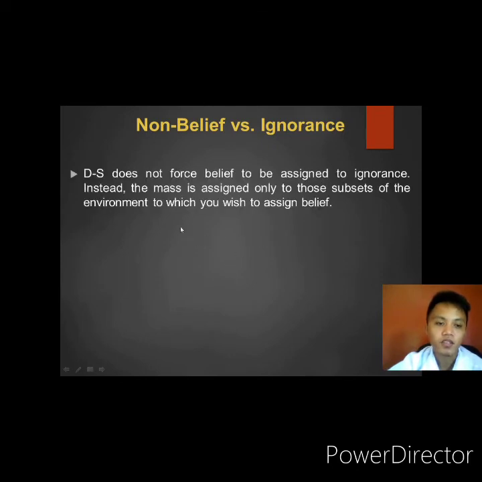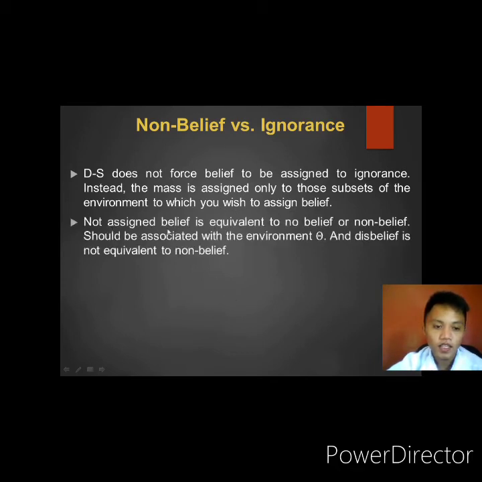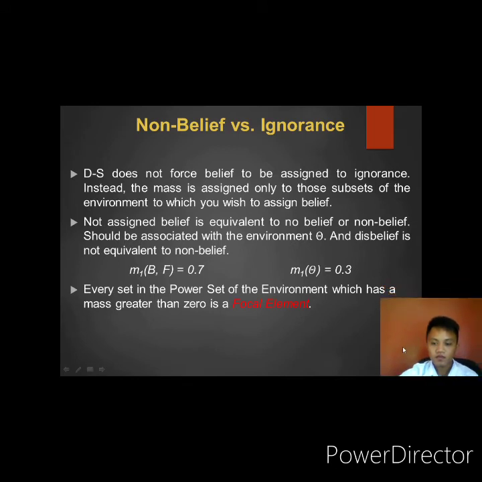Non-belief versus ignorance. DS theory does not force belief to be assigned to ignorance. Instead, the mass is assigned only to those subsets of the environment to which you wish to assign belief. Not assigned belief is equivalent to no belief or non-belief. The remainder should be associated with the environment theta, and this is not equivalent to non-belief. M1 of B and F equals 0.7, M1 of theta equals 0.3. Every set in the power set of the environment which has a mass greater than 0 is called a focal element.